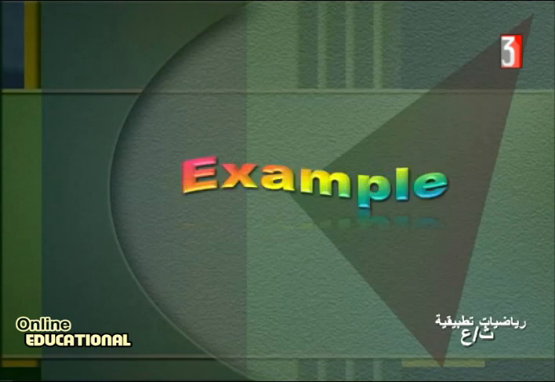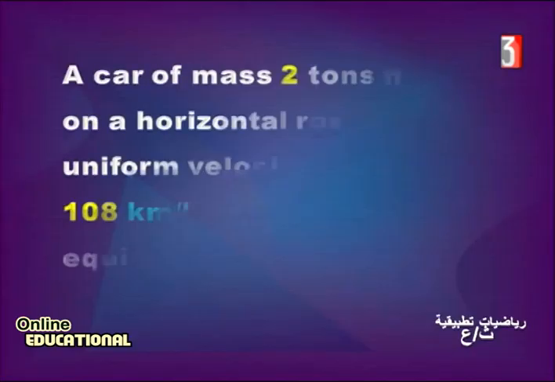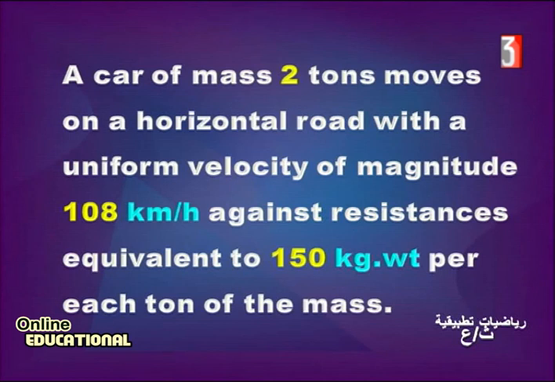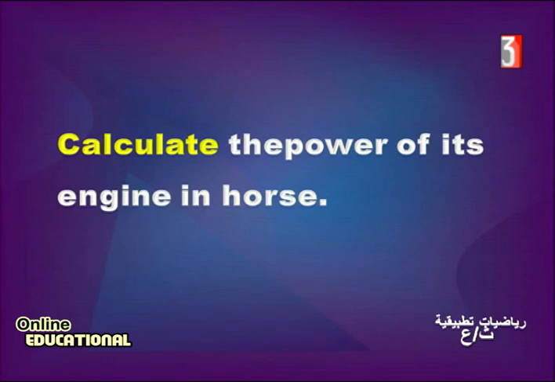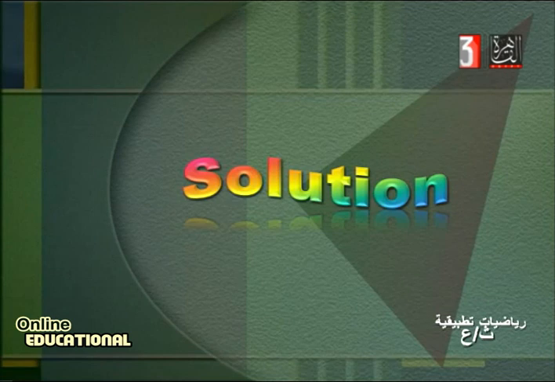A car of mass 2 tons moves on a horizontal road with a uniform velocity of magnitude 108 km per hour against resistance equivalent to 150 kilogram weight per each ton of the mass. Calculate the power of its engine in horse. The car of mass 2 ton moves with uniform velocity.